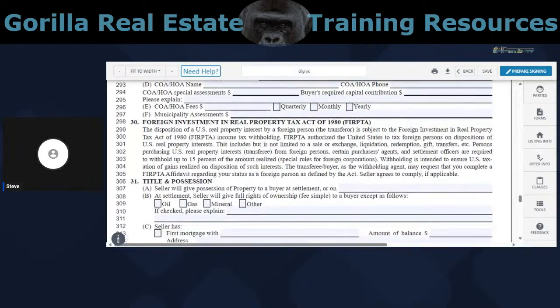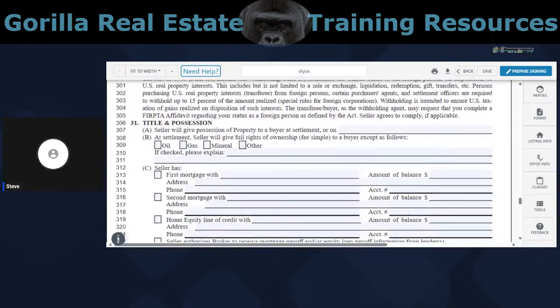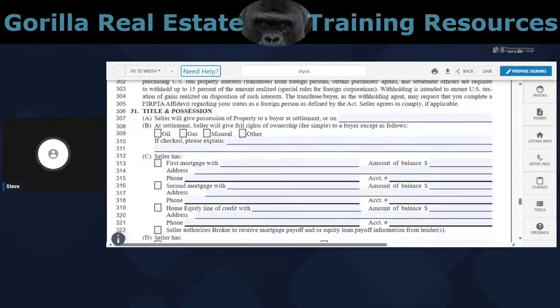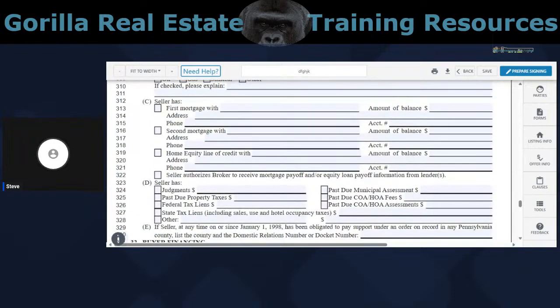Foreign investment, title and possession. Are you selling the minerals? Here's where they guess their mortgages. This is where you're okay with a guess. I think I know that. Usually, can you have that number close for me soon? But you're okay with guesses.